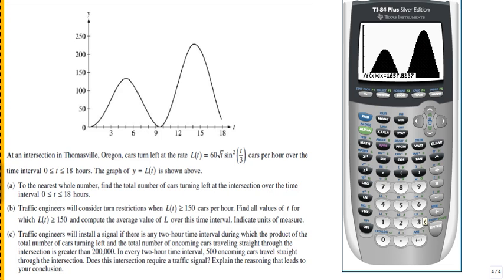and that gives me 1657.82, so rounded to the nearest whole number would be 1658. And recall that I do have to write down in mathematical terms the expression that I'm using to get that value. And so I have integral from 0 to 18 L of t dt is equal to 1658 cars.